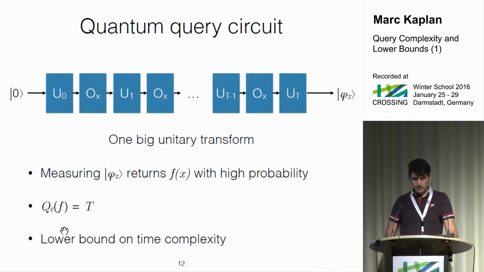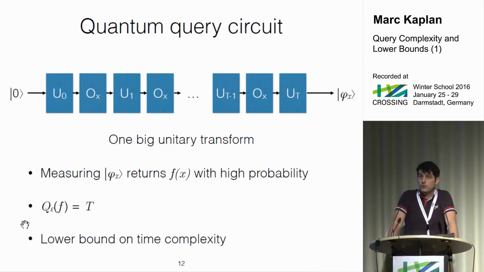And this Q epsilon here denotes the quantum query complexity, which means the smallest such circuit that I can have for a given function f. The epsilon in the bottom just means that I allow bounded errors, which means that when I measure here, I will not always find the value f of x, I will just find it with high probability.